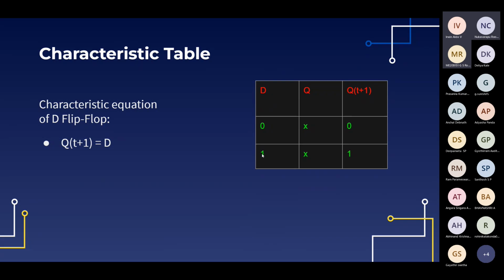In case where D is 1, S is 1 and R is 0. S1 R0 is the set. We are setting the value, so it becomes 1. It does not depend upon the value of Q. So we have characterized the flip-flop using this equation, where Q(t+1) depends only on D. See, the RHS does not have any dependence on Q. You can clearly see it from here, right? Q(t+1) only depends upon D, not upon the value of Q.